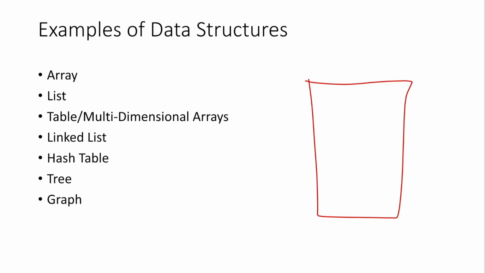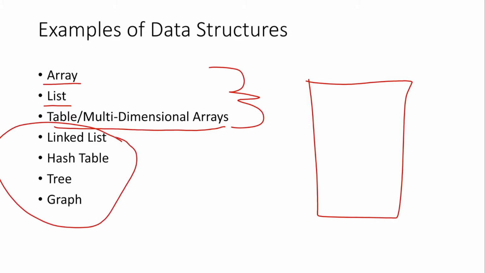So let's look at some different examples of data structures. So there's arrays, which we will be covering, lists, tables, or multidimensional arrays. These three we will cover in the course. These are more complex, and we will not be covering them in the course. These include linked lists, hash tables, trees, and graphs.